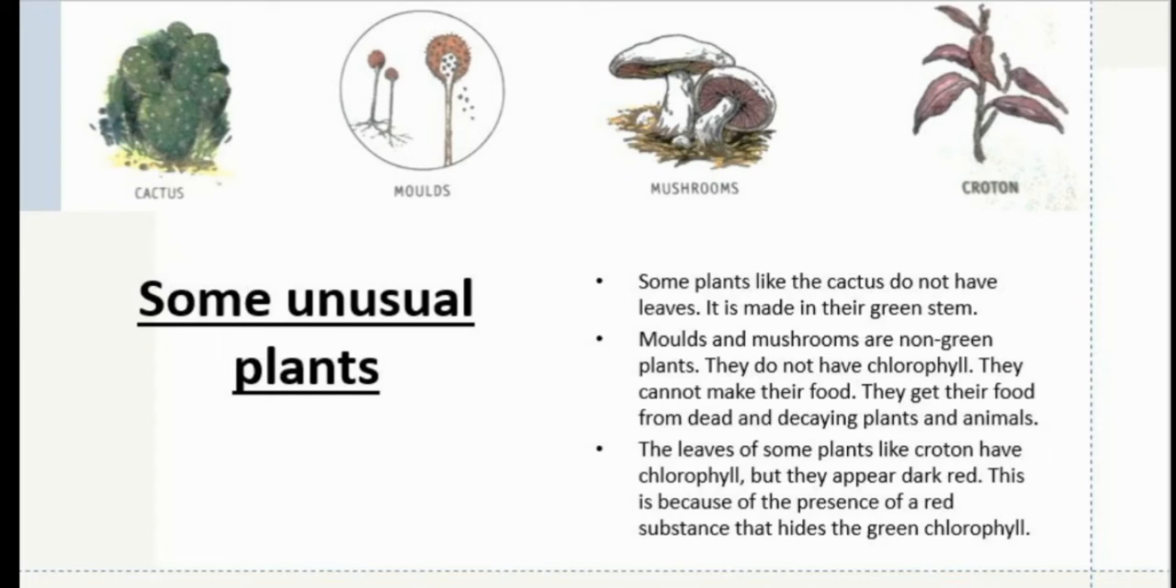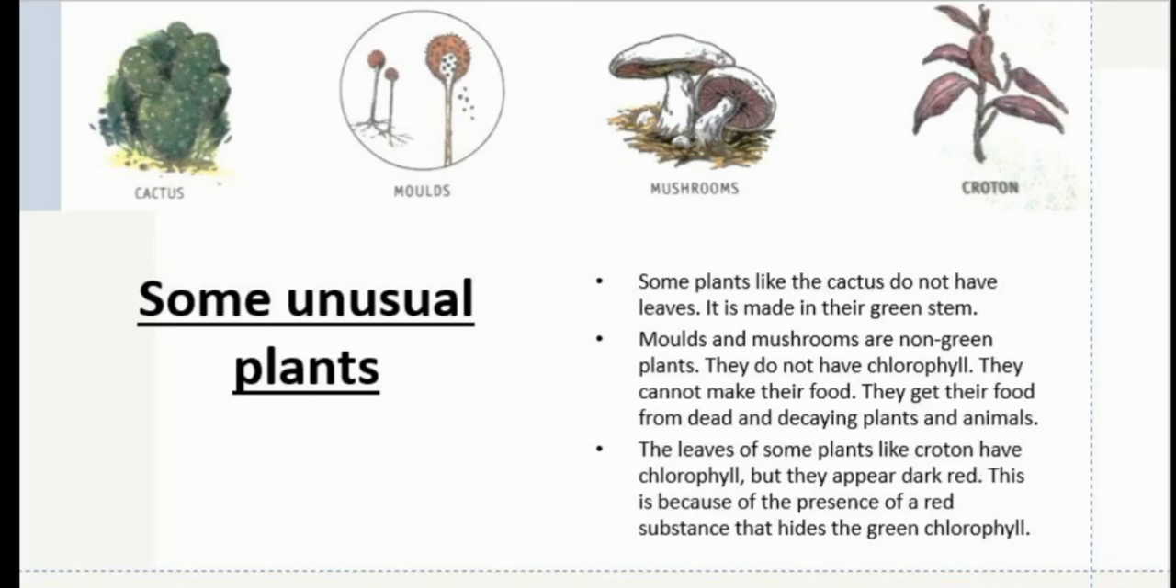And some plants like molds and mushrooms are non-green plants. They have no green color and they are called non-green plants. They do not have chlorophyll, so they cannot make their own food. So they get their food from dead and decaying plants and animals. They depend on dead animals and plants for their food.